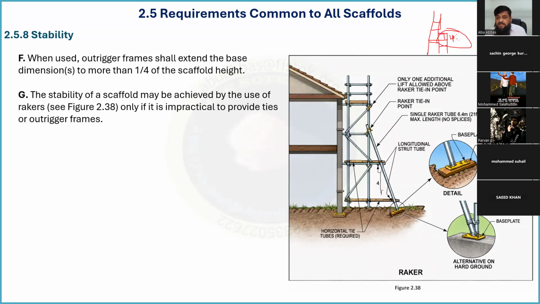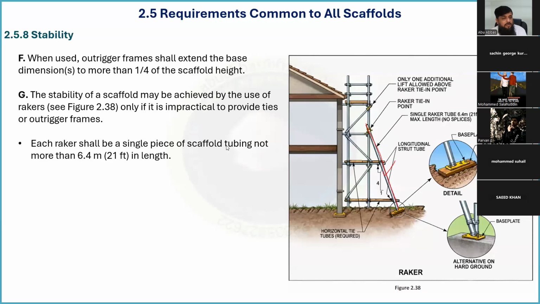Now if the extension, this outrigger or any other type of tie, is not possible, then we will use the Raker. Okay. Raker is what? It's a lateral support. ये साइड से सपोर्ट आई हुई है, ठीक है जी, ये लिटरल सपोर्ट है, ये हम यूज कर सकते हैं when we cannot use other means.